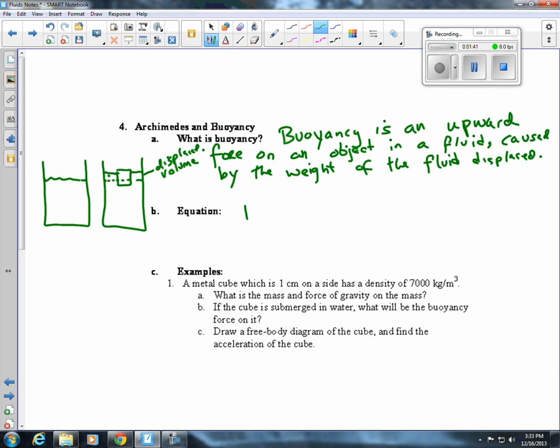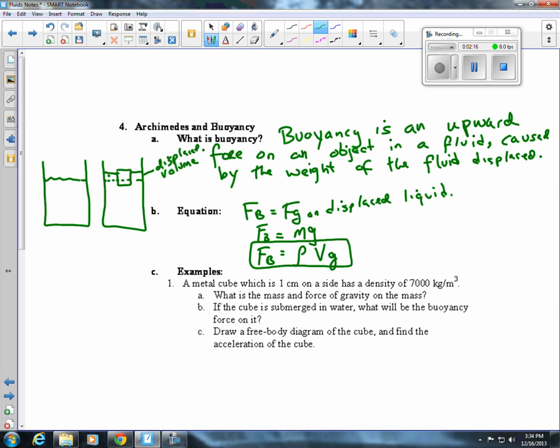So the equation: the force of buoyancy equals the force of gravity on the displaced liquid. Okay, because you remember, weight is the force of gravity. Now, for the force of gravity, it's going to be the mass of the liquid displaced times g. Now, for the mass, we can do density times volume. So this is the way that it is written on the reference table. But we have to remember that we're doing it for the displaced liquid.